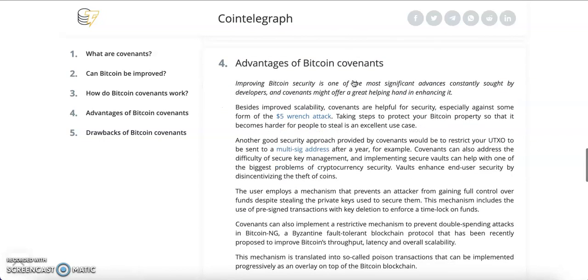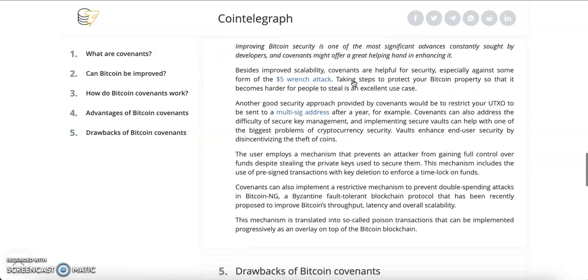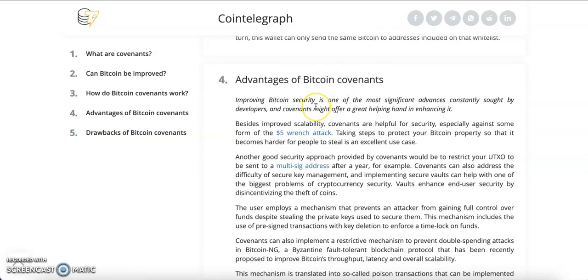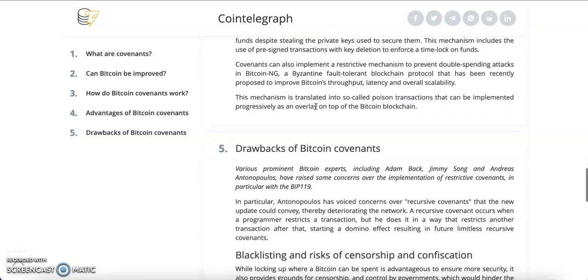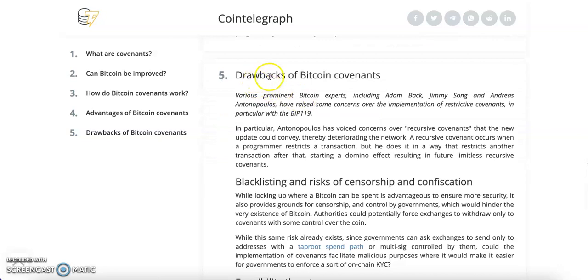So what are the advantages of covenants, right? I've already explained the advantage. Let's say you have a wallet, a Bitcoin you're keeping for a long term. You can say, in case my wallet is stolen, this Bitcoin should not be able to be sent to any other wallet apart from my own wallet, right? So that's the advantage.